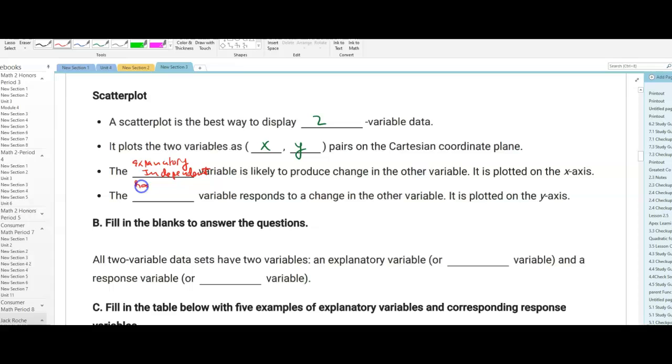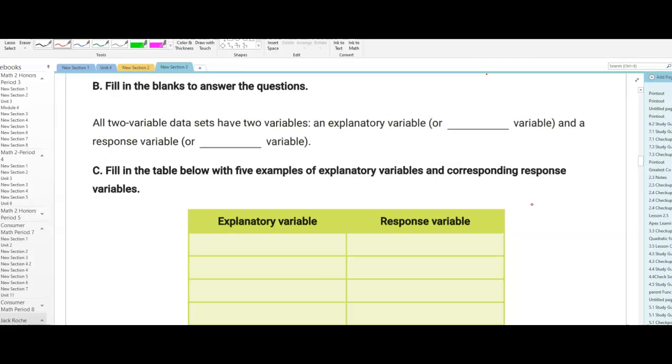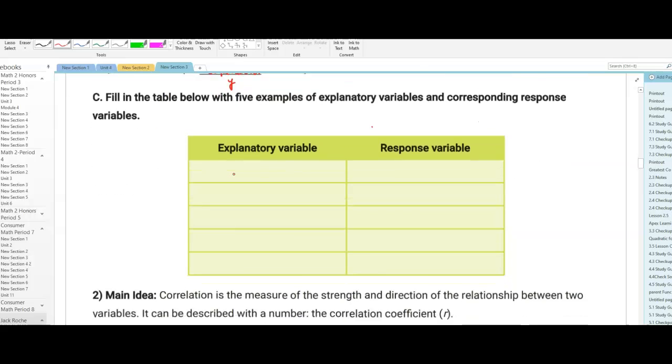The response, or dependent variable, responds to the change, and this is basically your y value. Okay? So all two variable data sets have two variables. An explanatory, or we said independent, and a response, that's your x value, by the way, and a response variable or dependent variable, which is your output value or y value.